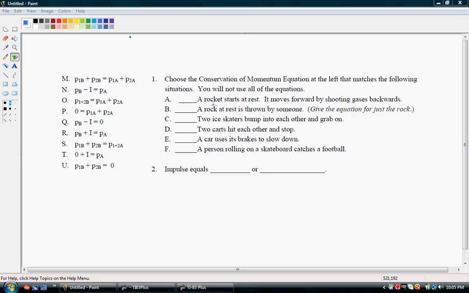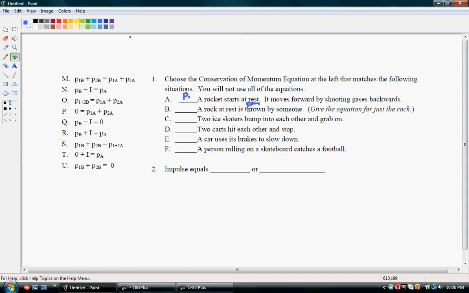So here we go. A rocket starts at rest. So we know since it's at rest, we're going to have a 0 before, and then it moves forward by shooting gases backwards. So the rocket moves forward, it's its own object with its own momentum, and the gases shoot backwards. The gases are its own object with its own momentum. So we have 2 objects with momentum afterwards. So we're looking for a 0 with 2 objects with momentum afterwards, which would be P.